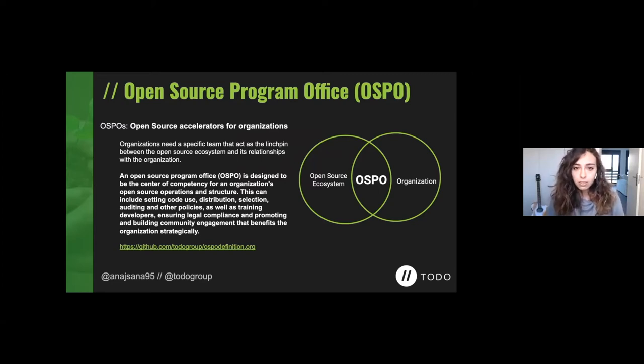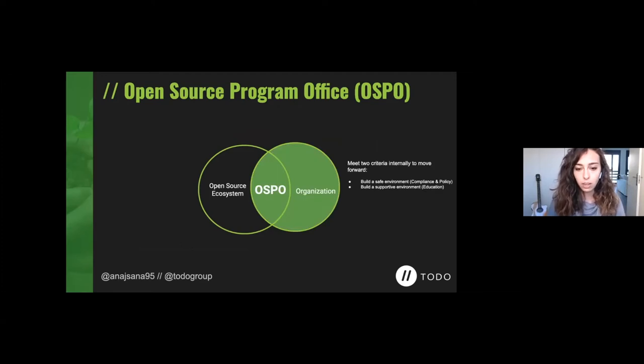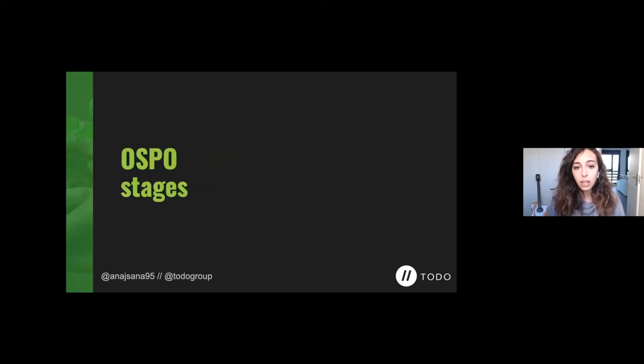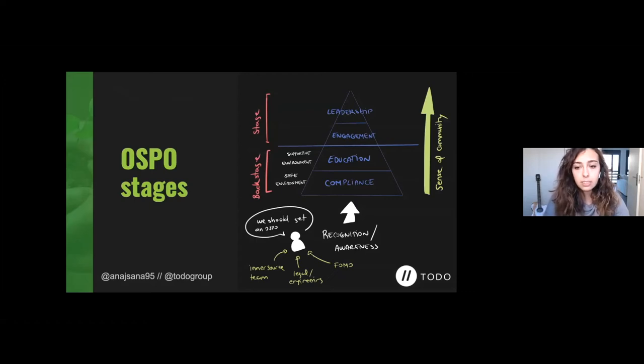But today, I'm not here to talk only about OSPOs. I would like to talk about how InnerSource can be part of these OSPO initiatives. So I'm going to be focusing on the organization side, right? Because when starting an OSPO, we need to bring some order into chaos. And from my perspective, there are two criteria that organizations need to meet before starting an OSPO. The first one is to build a safe environment, which is related to compliance and policies. And the second one is building a supportive environment. That's about education. So you need to meet these two criteria before moving forward.